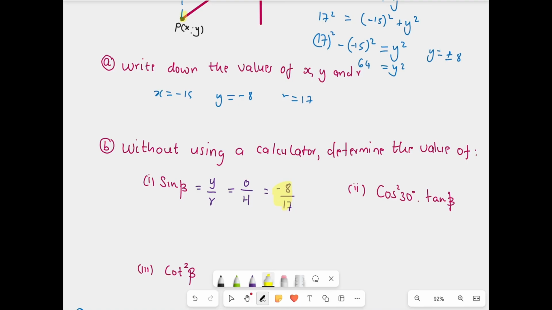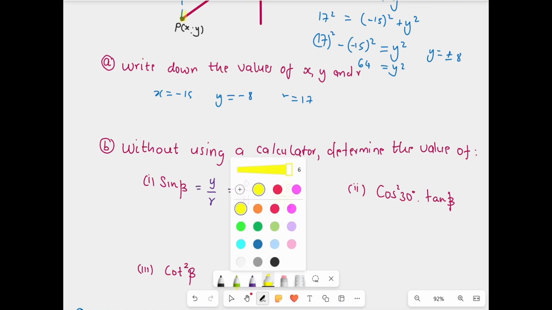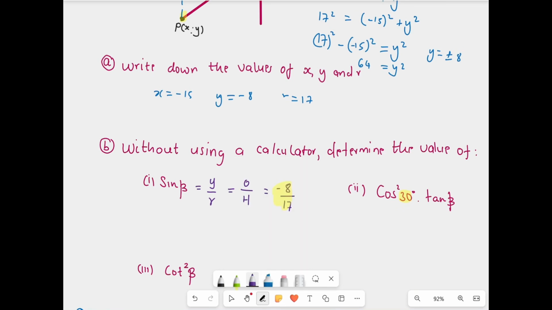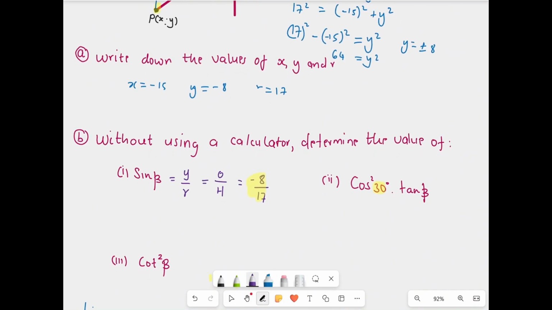And then B, Roman figure 2, cos squared 30 multiplied by tan beta. So with this one, remember 30 is a special angle. So you need to know cos 30 by heart. But if you do have a calculator, worry not. It will help you. So what is cos 30? Cos 30 is square root of 3 over 2. Because it is squared, you just say all squared.